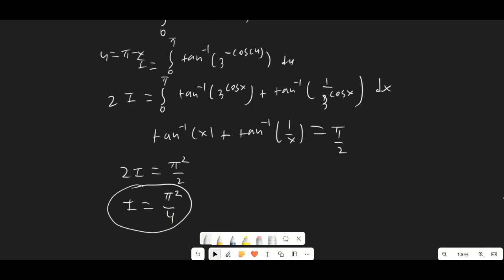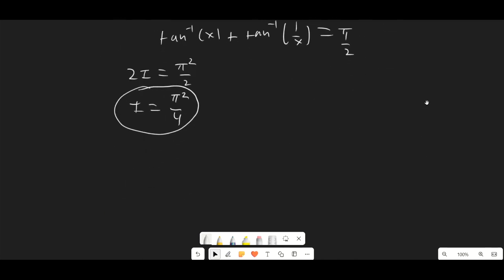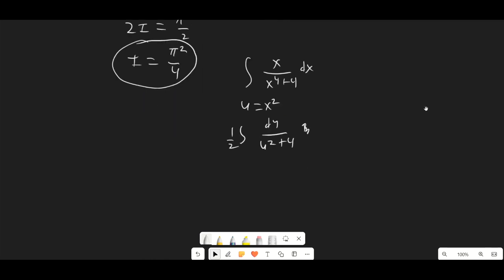All right, so next up, oh, this one's kind of goofy. We have the indefinite integral of x over x to the 4th plus 4 dx. I'm not sure why this is here. It's just u equals x squared, and we get the integral of 1/2 du over u squared plus 4. And that just becomes 1/4 inverse tangent of x squared over 2, plus c.